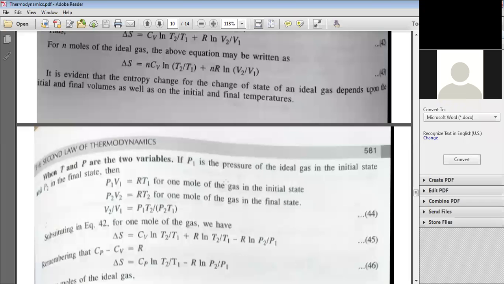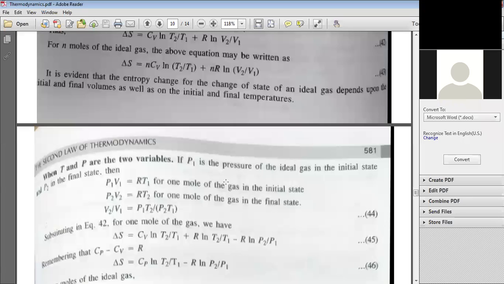Therefore, for the V2 and V1 terms in equation number 42, for 1 mole we are talking about, we have to substitute these values of V2 and V1. So let's see what happens when we substitute them. Equation number 42 says delta S is equal to Cv times ln T2 by T1. We do not have to change this T2 by T1, because both T1 and T2 will be given for this case.